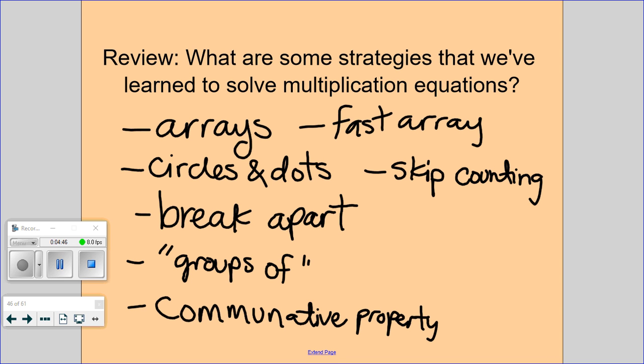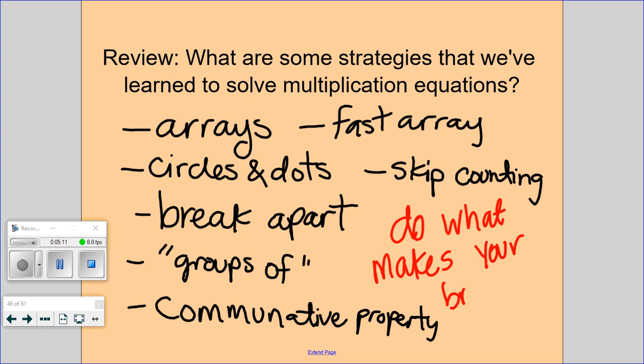But from here on out, pick something that makes your brain happy. If circles and dots works for you, go for it. If skip counting works for you and you're super good at it, go for it. Do what makes your brain happy.